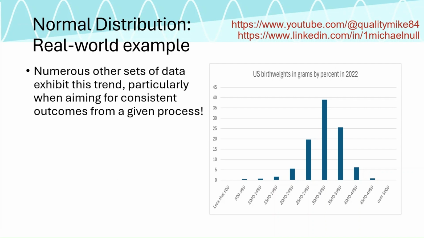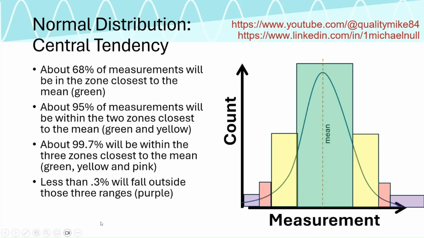Lots of other kinds of data sets exhibit this trend, particularly when you're monitoring a process and you're aiming for consistent outcomes. About 68% of measurements will be in the zone closest to the mean. That's the green zone. About 95% of measurements will be in the two zones closest to the mean, the green and the yellow. 99.7% will be in the three zones, the green, yellow, and pink. And less than 0.3% will fall outside of those three ranges. That's shown in purple here.